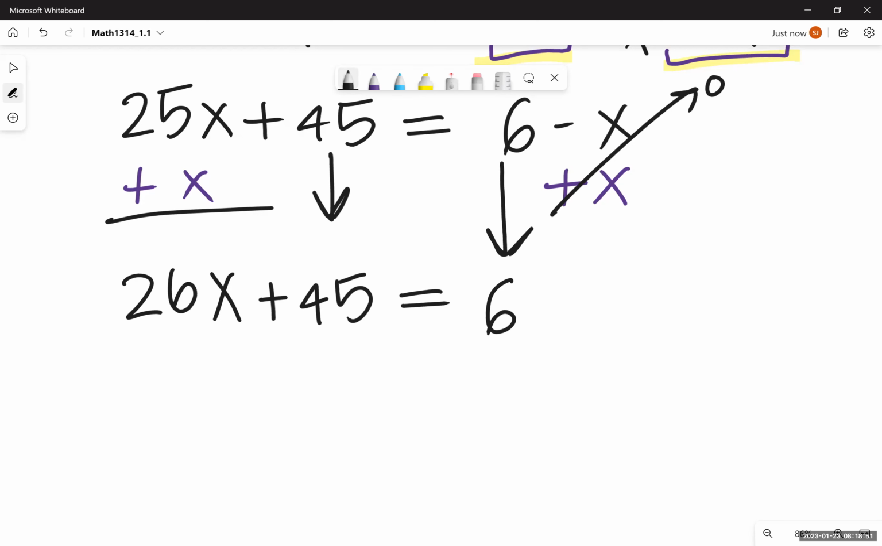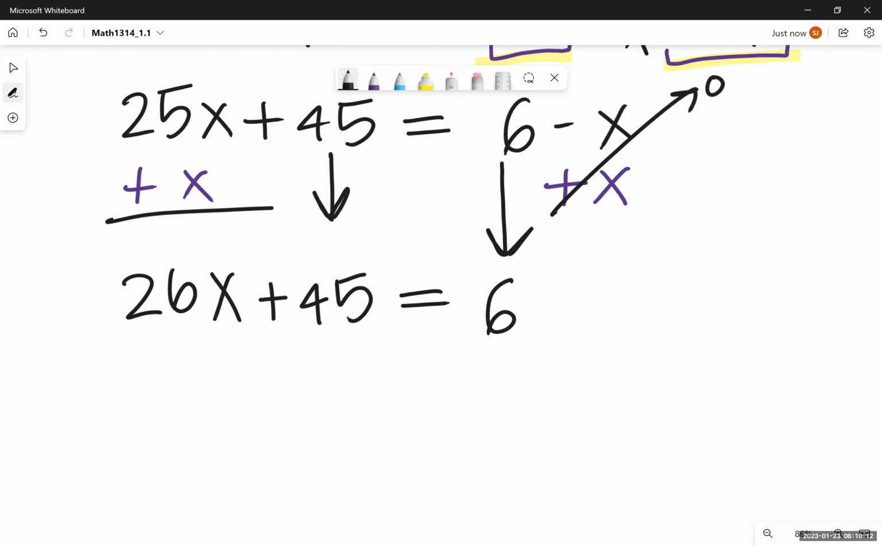I did that for a reason, right? I didn't want any X's on the right-hand side. I wanted to move them to the left. And whenever that goes to 0, I actually did that step of moving it to the other side, right? So on the right-hand side, all I have is 6. That's it, okay?